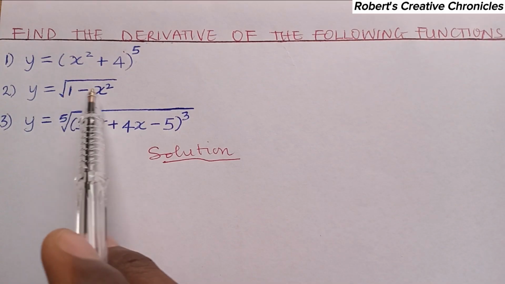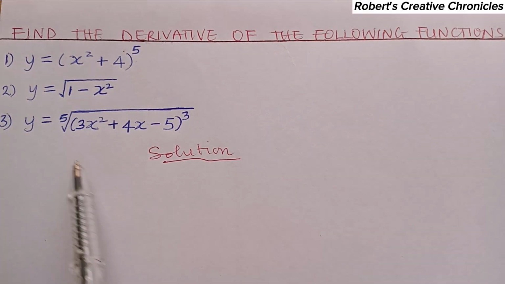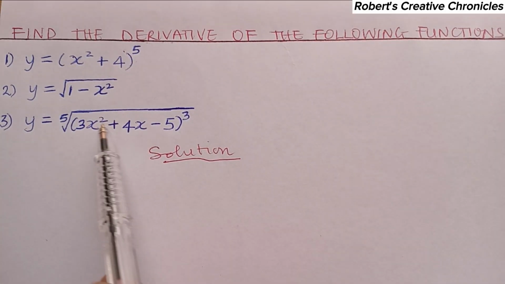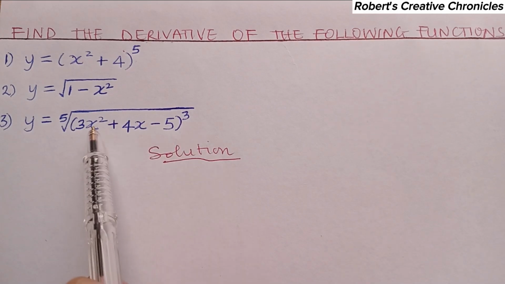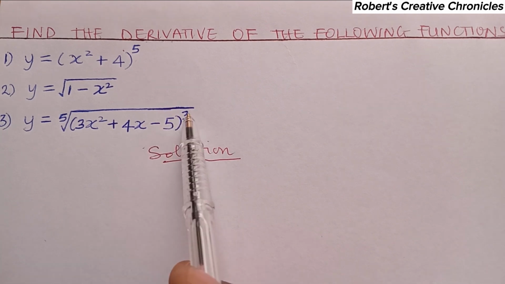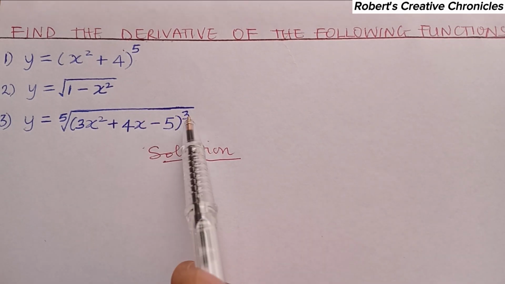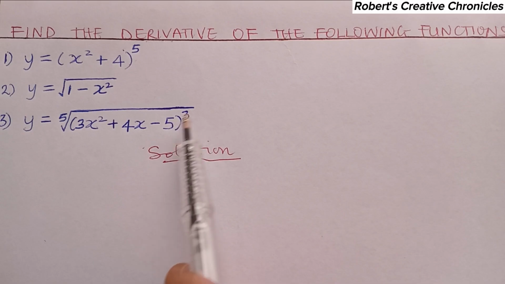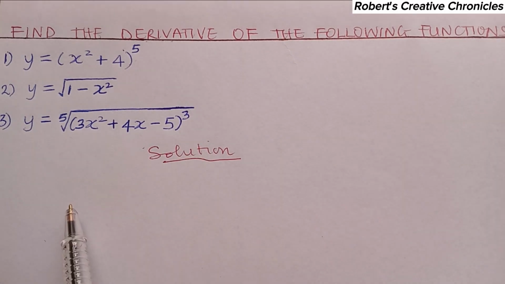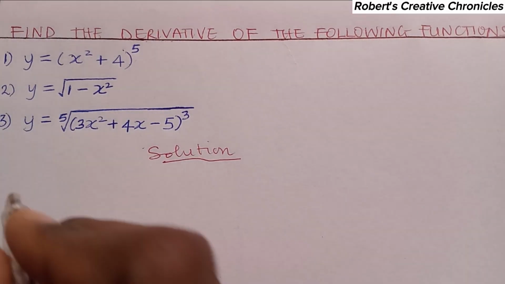This one also is 1 minus x squared. The second one is the square root, that is raised to the power of half. This 3x squared plus 4x minus 5 is one function. This cube and this root also is another function, because the power here will become 3 over 5. So there are two functions, a function of a function. So now let's solve. Let's start from the first one.